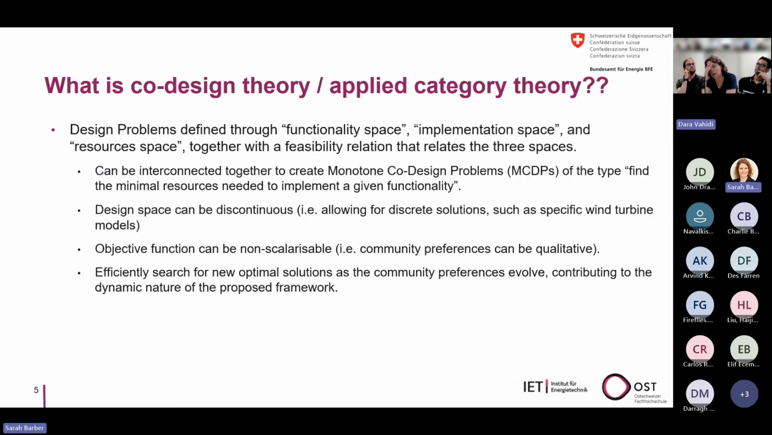And so this thing about code, I use the word co-design. What do I mean by that? People who work in social sciences know this thing called co-design, which is actually just involving lots of different parties in the design. But there's actually a different thing, a mathematical theory, which is also called applied category theory, which is pretty mathematical, but it's actually about creating these things called design problems through a functionality space, an implementation space, and a resources space. And you create these things called monotone co-design problems.